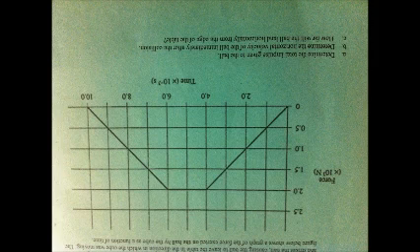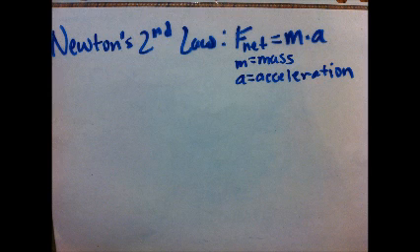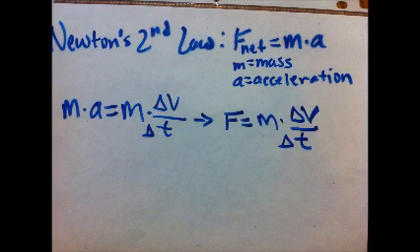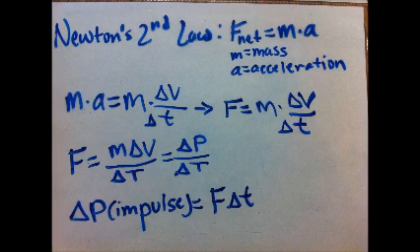Well, first we gotta talk a little more about impulse. Newton's second law states that net force equals mass times acceleration, m times a. So m's mass and a's acceleration. So mass times acceleration is equal to mass times the change in velocity over change in time, which is acceleration. So the force is equal to m delta v over delta t.